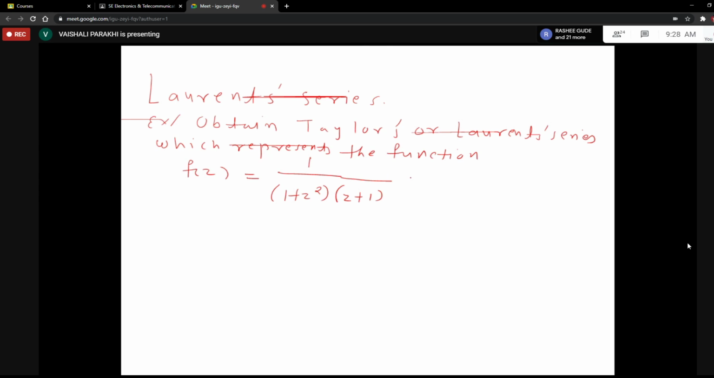Okay, when the first condition is 1 less than mod z less than 2. Now see, purposely I am writing 2 like this so that there should not be any confusion between z and 2. And the second one is mod of z is greater than 2.